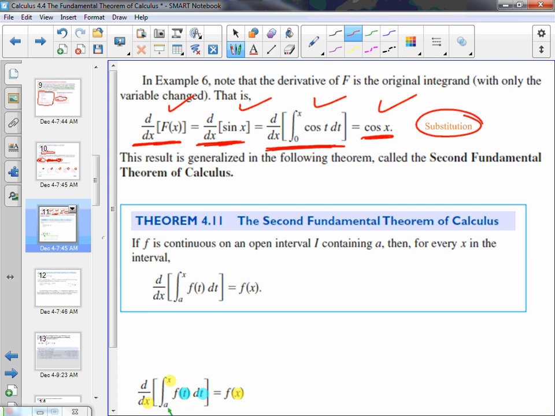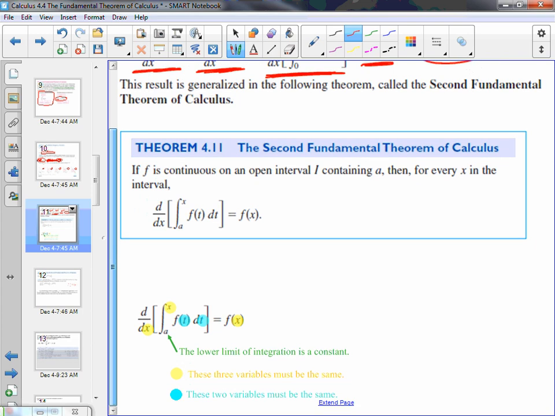Okay. This result, the result being that the derivative of capital F of x is the original integrand, is generalized in the following theorem called the second fundamental theorem of calculus. I've read lots of authors here in recent years that claim this should be the fundamental theorem of calculus, and, you know, I kind of agree with them because this ties together, well, you'll see.